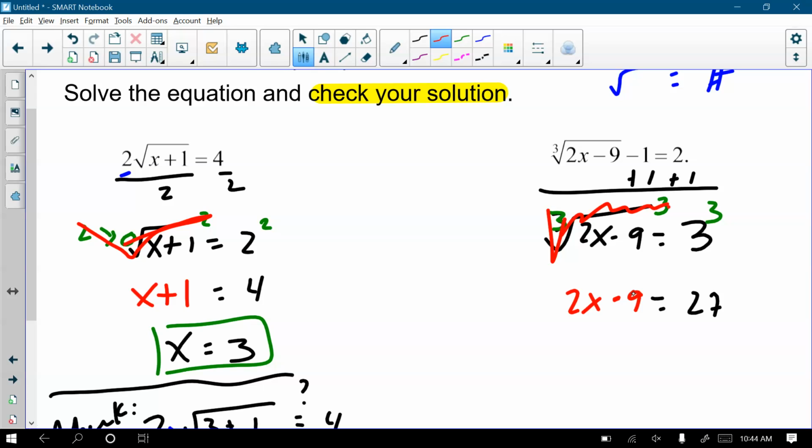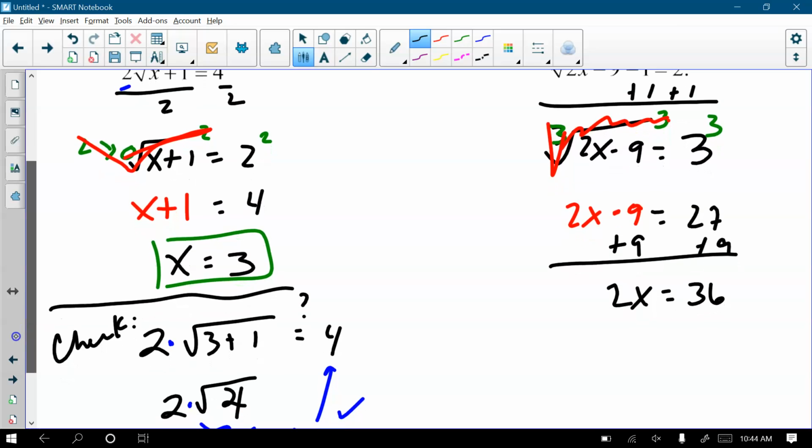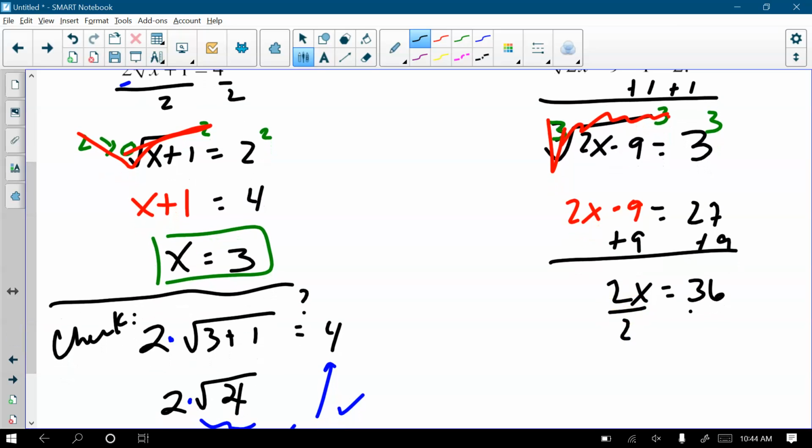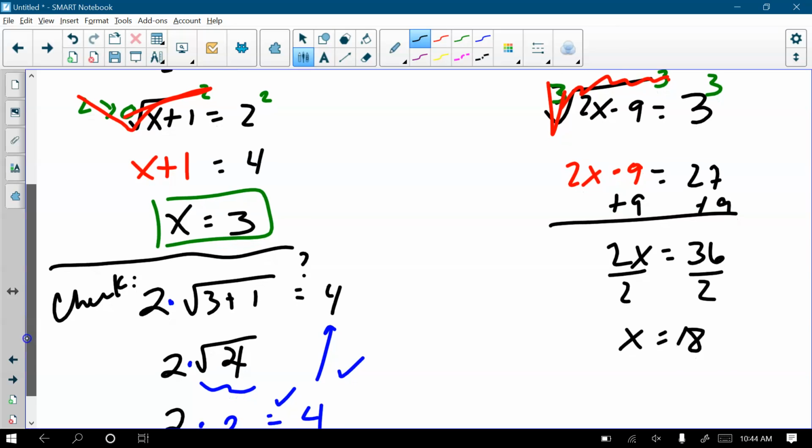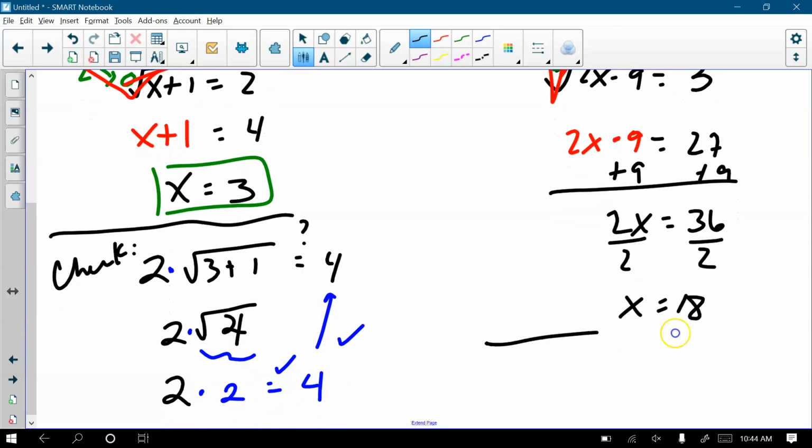Let's add 9 and divide by 2. This is the part that I hope you feel comfortable with, because you've been doing this for 2 to 3 years now, or more. And we get x equals 18. Maybe you can even do this in your sleep. Now, do not circle that answer. Definitely check.